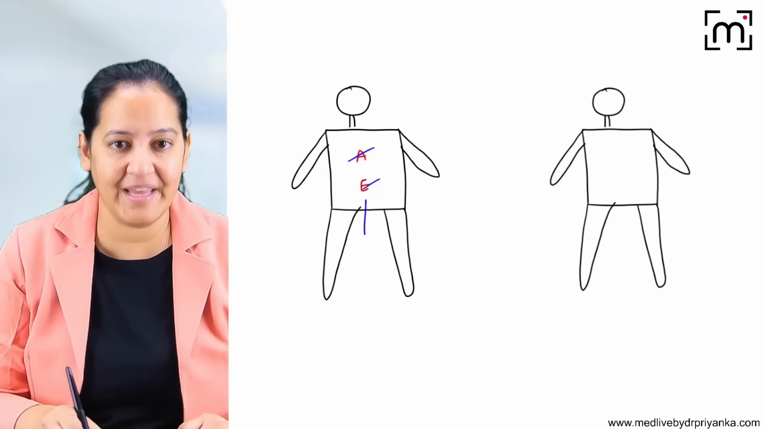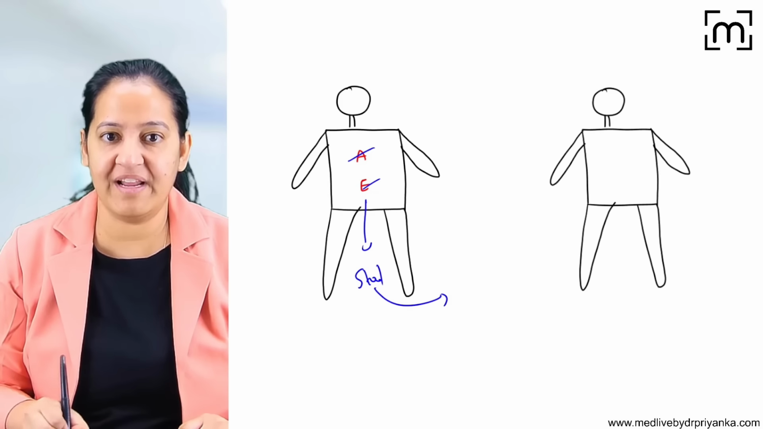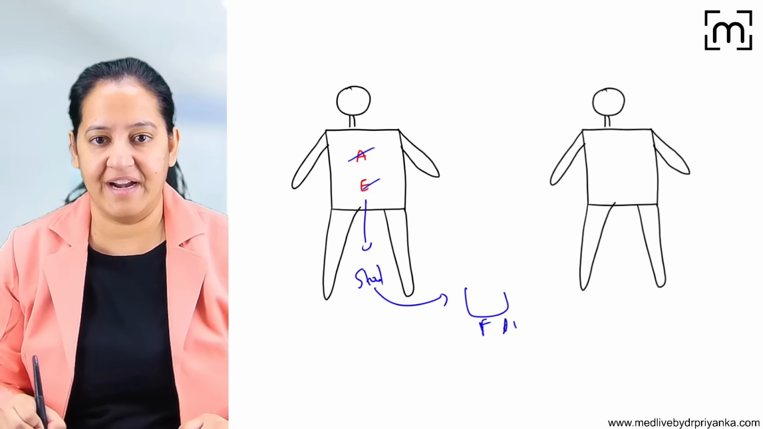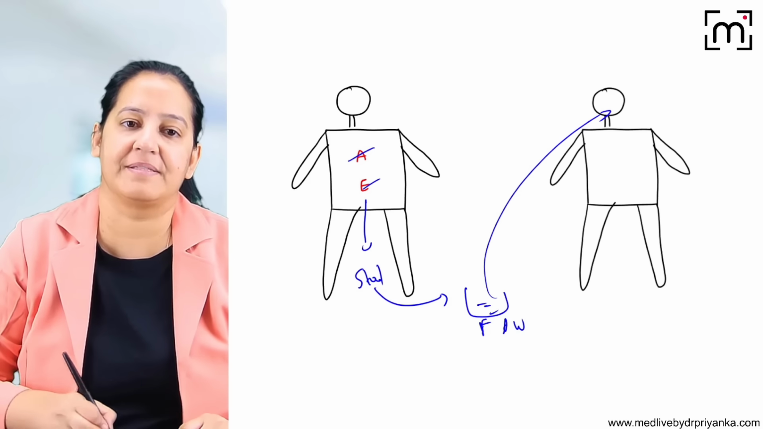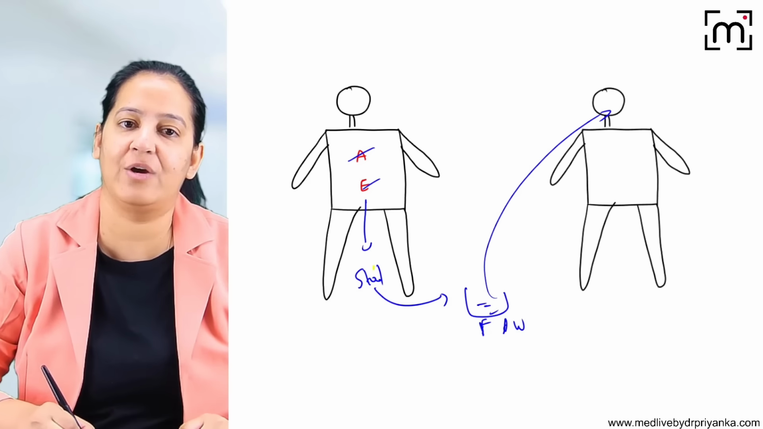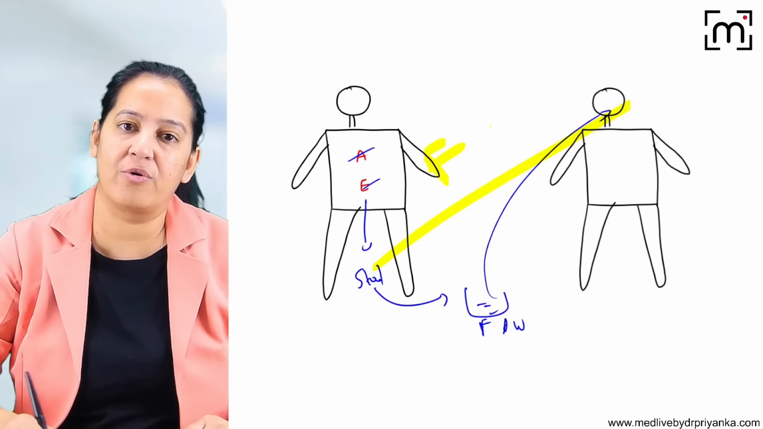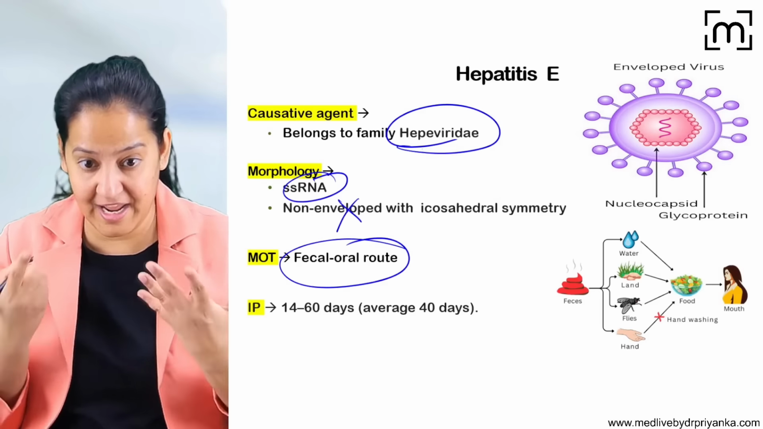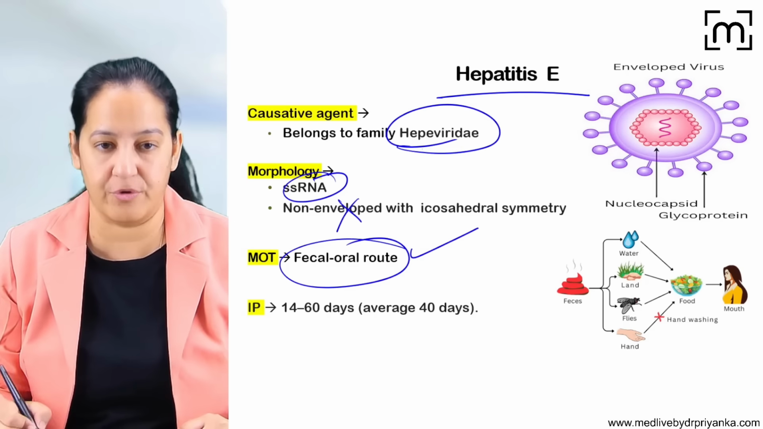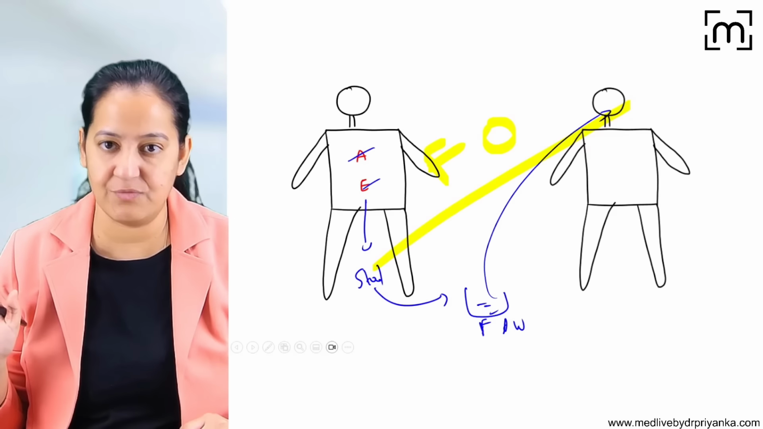I told you, A and E are shed in stool, and the stool will contaminate food and water. The contaminated food and water is consumed by another person, and this route is known as the fecal-oral route. So the fecal-oral route is seen in A and E. Currently I'm teaching you E, so fecal-oral route. And the average incubation period is 40 days.